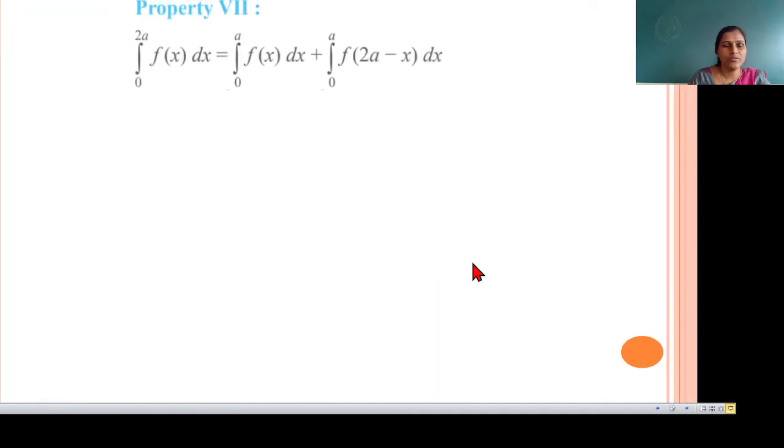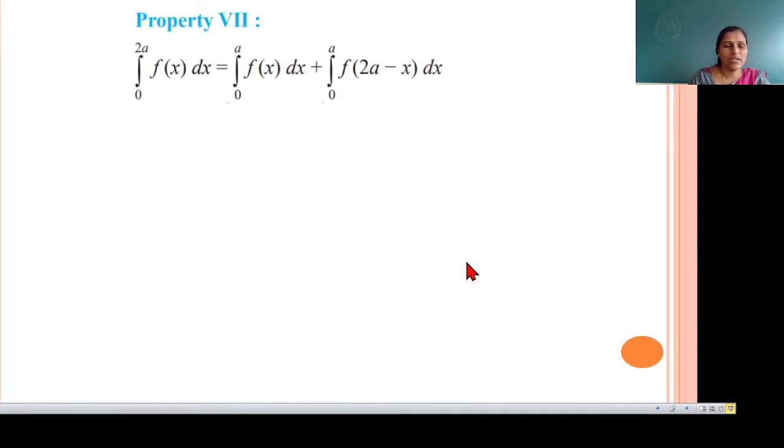In this topic, we are going to see the remaining properties. In the previous lecture, we have seen property 1 to property 6, and in this lecture we are going to see the remaining properties, that is property 7 and property 8. So let us discuss first property number 7. What is the statement of this property?